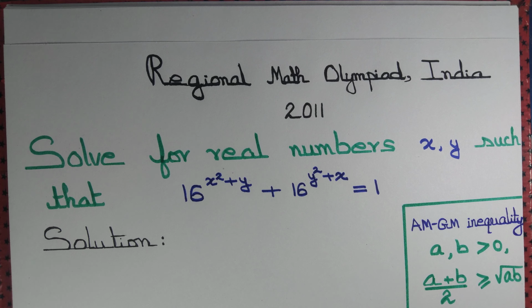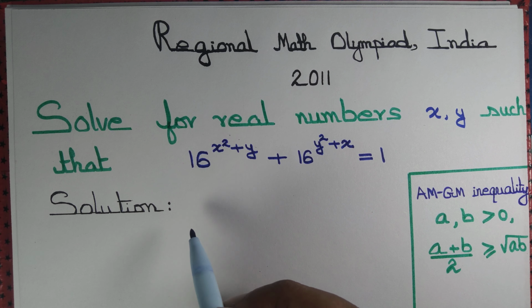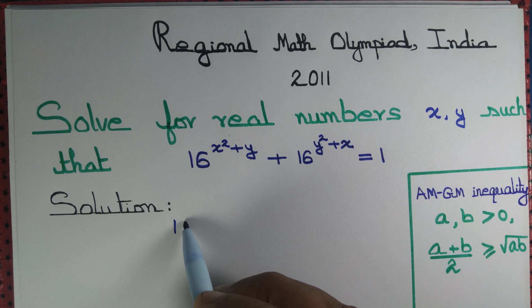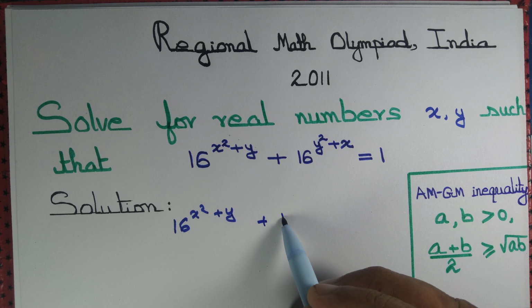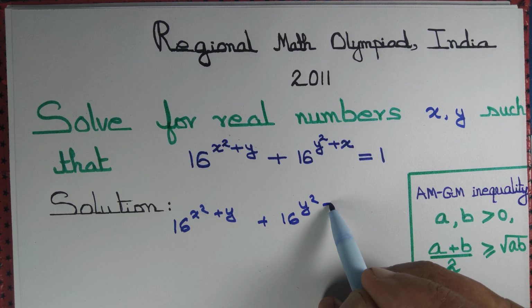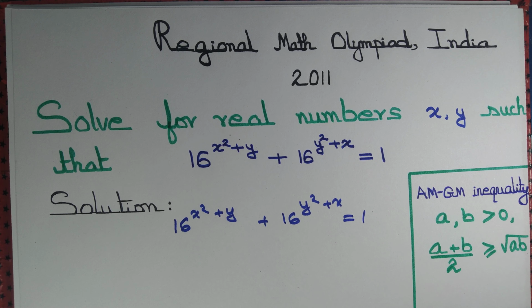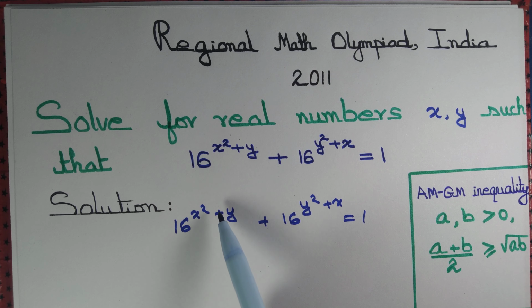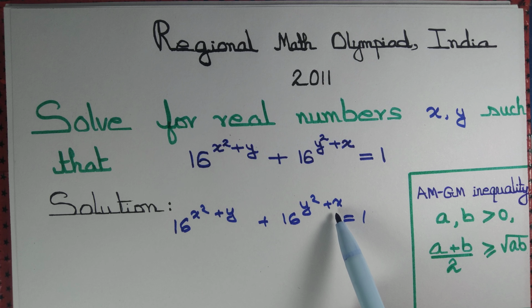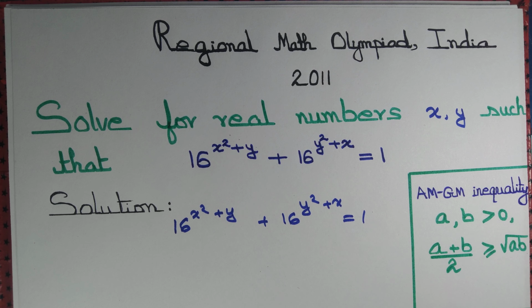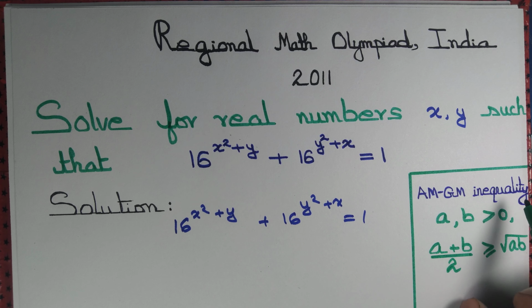Let's see. So let's write the equation once again: 16^(x² + y) + 16^(y² + x) = 1. As we said, we expect that this is definitely bigger than 1 in most of the cases. In order to prove it, we'll need something called the AM-GM inequality, or arithmetic mean geometric mean inequality.